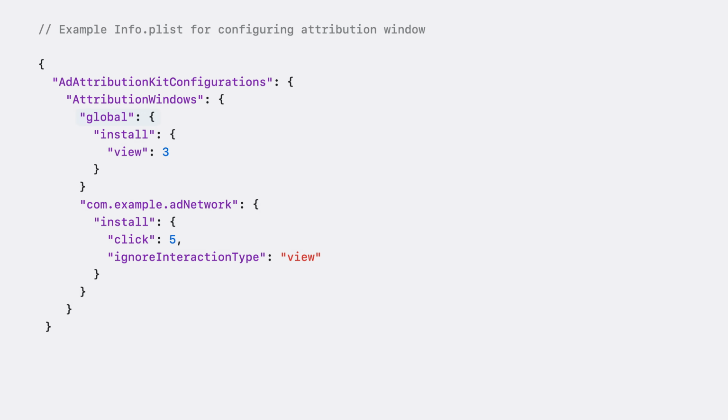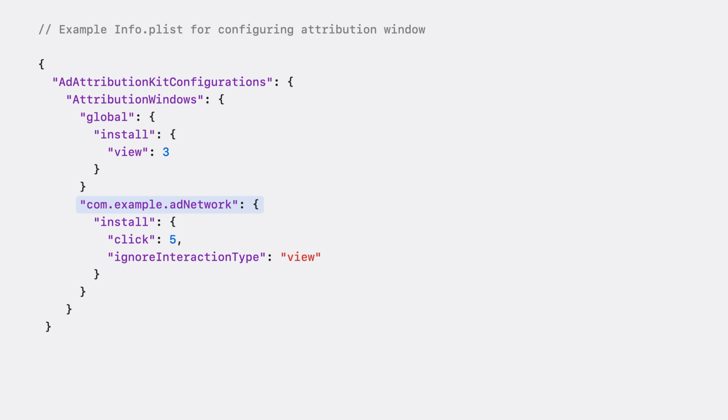If you work with multiple ad networks, specifying attribution window lengths for them one by one can be a lot of work. In this case, you can specify a window length for all ad networks you work with by adding the global key, which is applied to all ad networks by default. On top of the global window length, you can also configure the attribution window length for specific ad networks, which will take precedence over the global configuration.